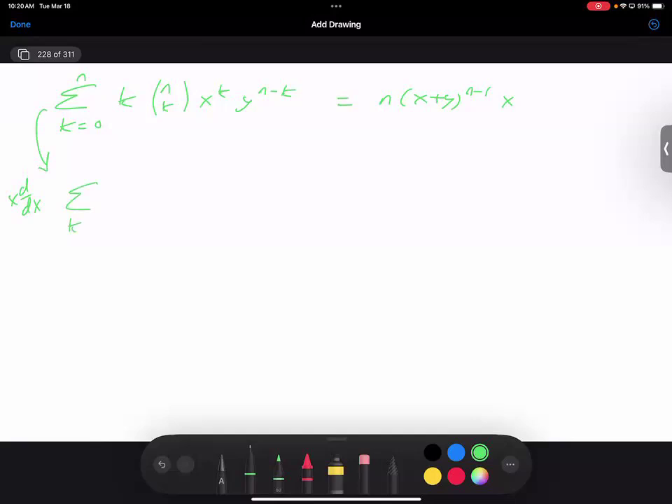So now we get the sum, k goes from 0 to n. You can see how nice it is: by applying x d by dx, we keep the power of x the same. And so now we'll get a k squared, n choose k, x to the k, y to the n minus k. How do we do the right-hand side?